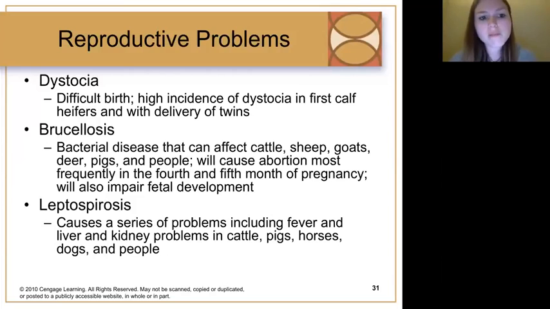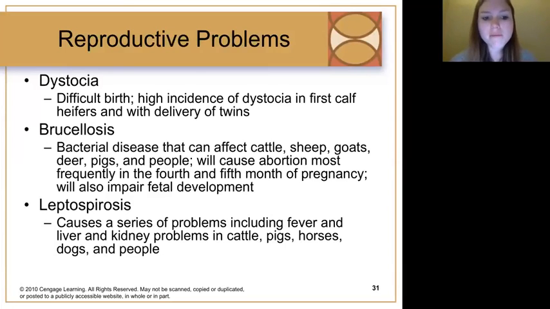The reproductive problems that can occur outside of the development side of things include dystocia, which we talked about before, which is just difficulty giving birth. There's typically a high incidence of dystocia in first calf heifers and also with delivery of twins. That can be a bit of a problem.